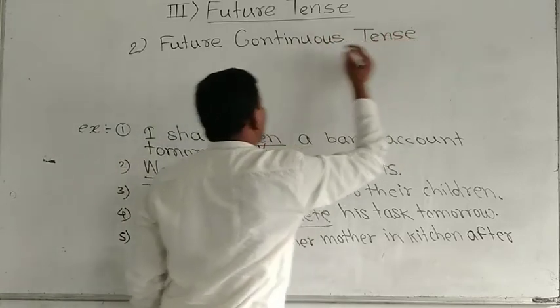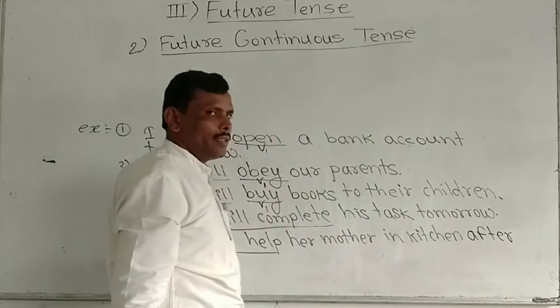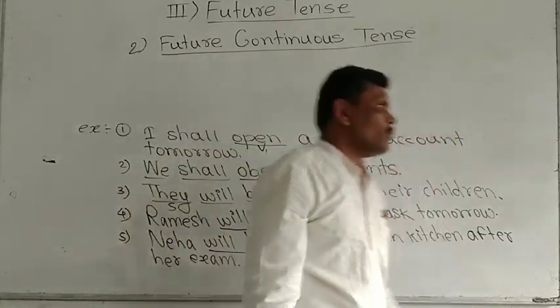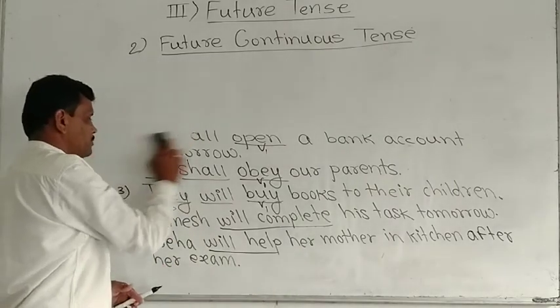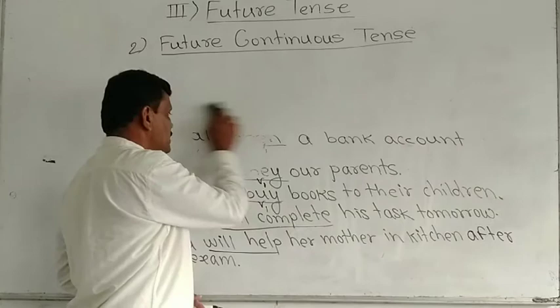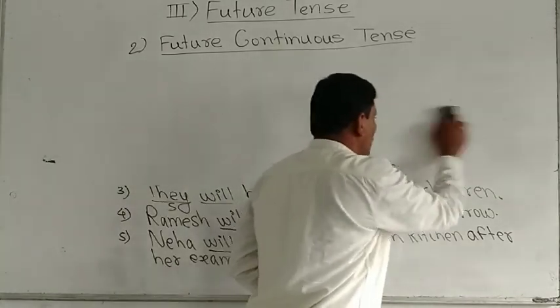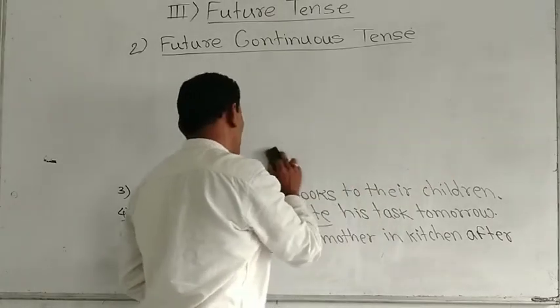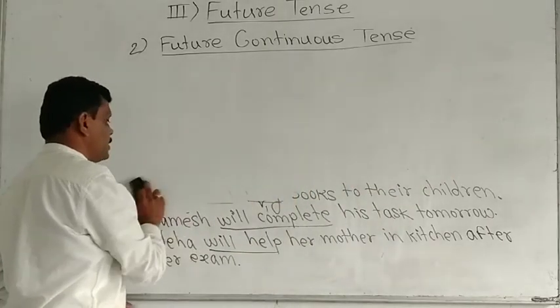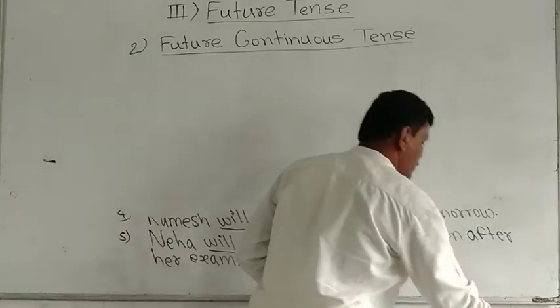Okay, already we have written the title. We should underline the title here. Now see, future continuous tense. This tense shows the action that will be going on at a point of time in future. We have to write this at first.